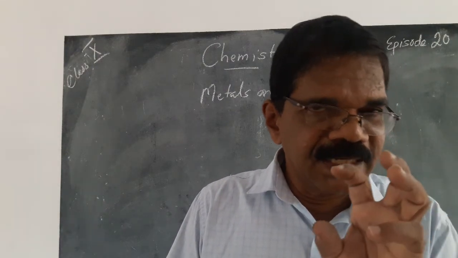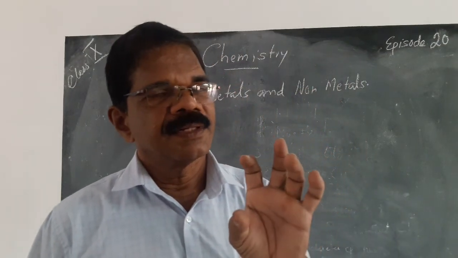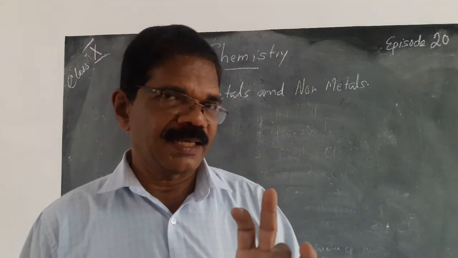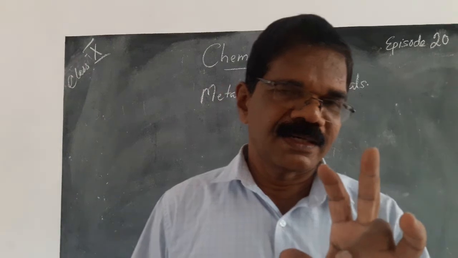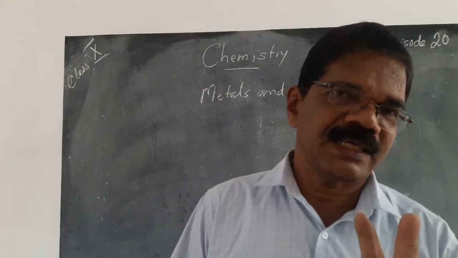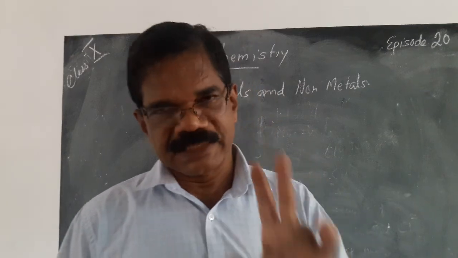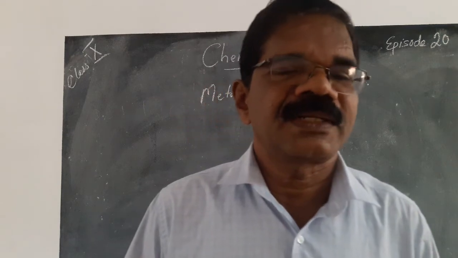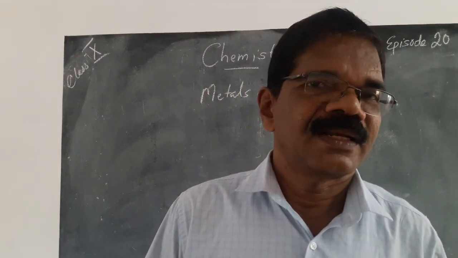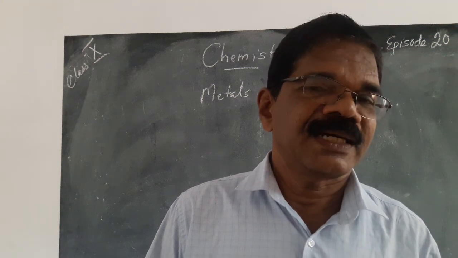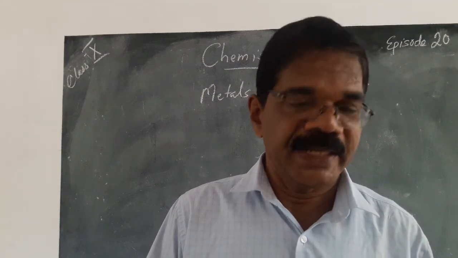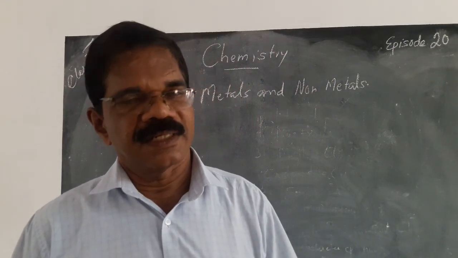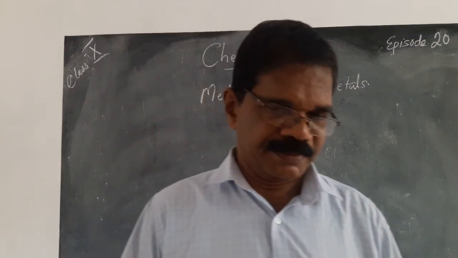So we can generalize the common properties. What are they? Non-metals are not hard, not malleable, not ductile, nor conductors of heat or electricity. They are not lustrous. That means they have no shiny appearance. But the only non-metal which has a shiny appearance is iodine. So you must remember the name iodine, which is lustrous. That means it has a shiny appearance on its surface.